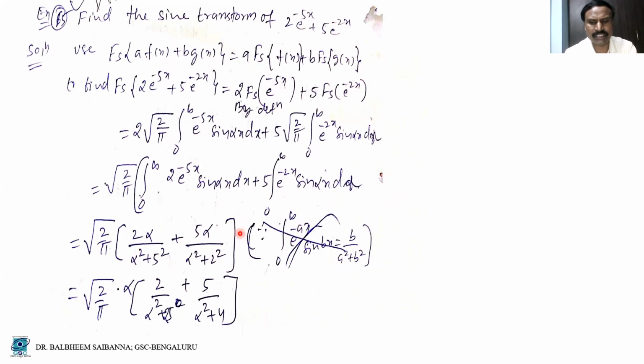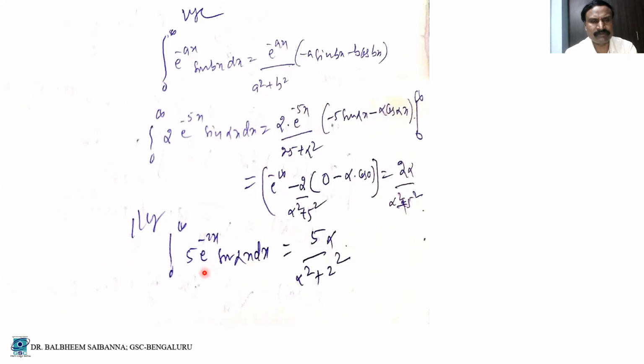Similarly, we can write the value of integral 0 to infinity 5 times e to the power of minus 2x sin alpha x dx like this: 5 alpha divided by alpha square plus 2 square.